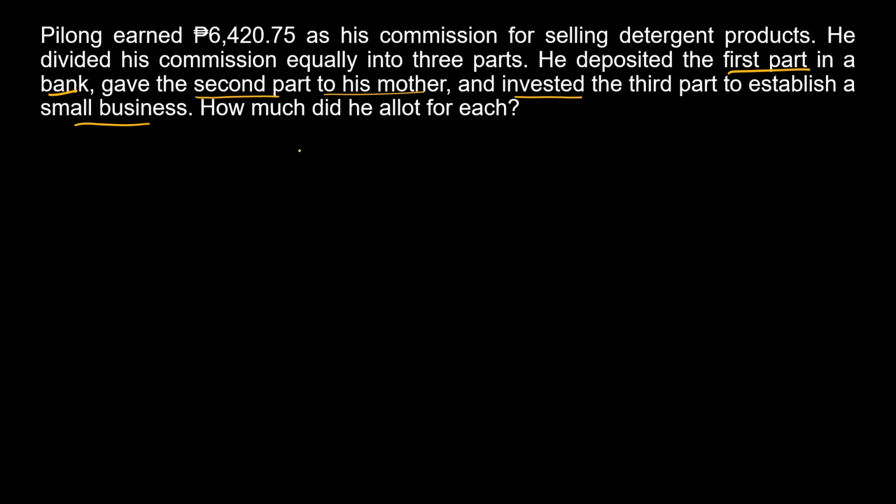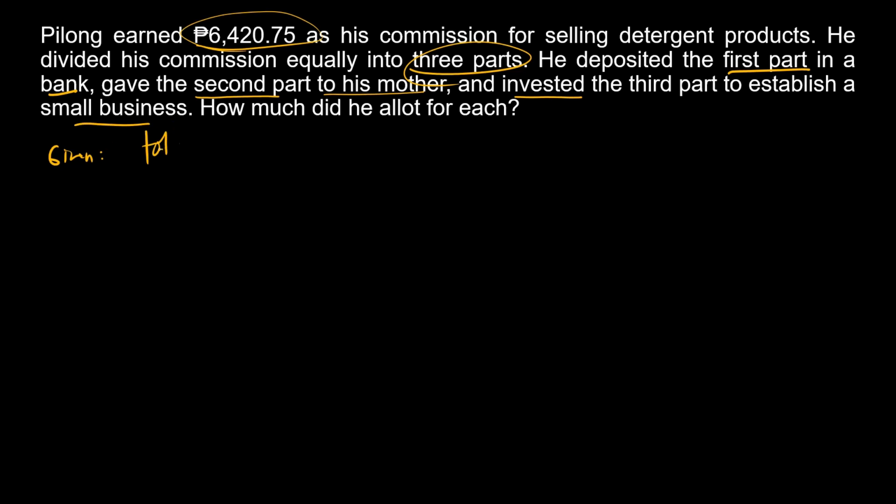Okay? So, sinabi naman dyan, class, sa problem na ito yung kinita niya, ito yung commission niya sa pagtitinda niya ng detergent product. Okay? Then, dinivide daw niya yun sa 3 part. Una nga, is yung diniposit niya sa bank account. Second is binigay niya sa mother niya. Pangatlo, nag-invest siya sa small business. So, for us to determine how much did he allot for each, we have to divide the total commission of Pilong to 3. Okay? So, let me write the given first.